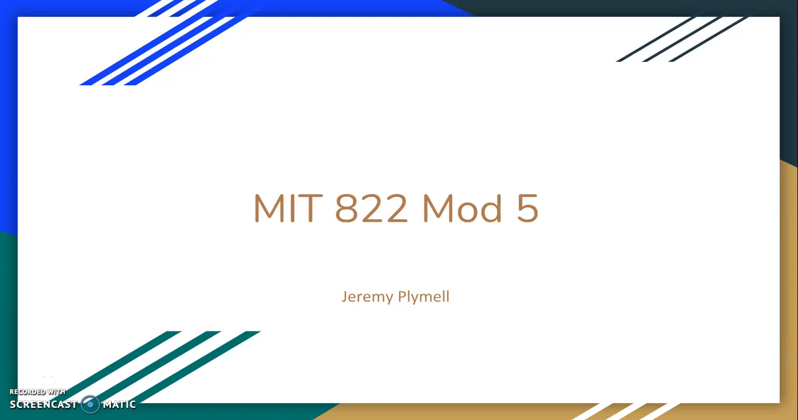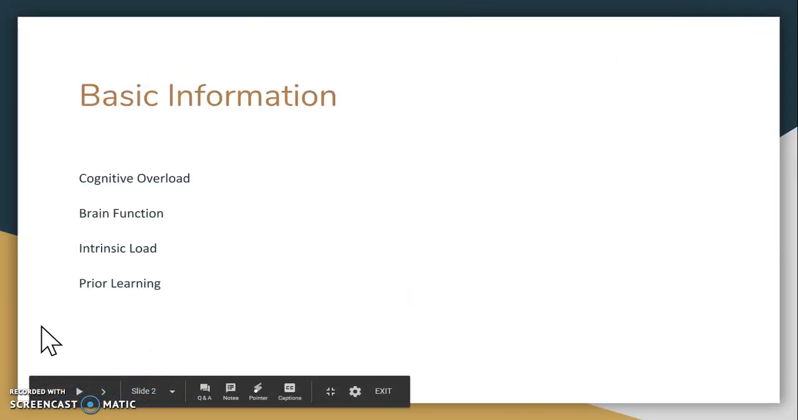How I went about this assignment was I read the resources that were required of us, and then I generated a few ideas that I had about how the brain works and how we learn things, and I put those in a basic slide, and then I used that to create two examples that I will show you at the end. So we're going to start with basic information.